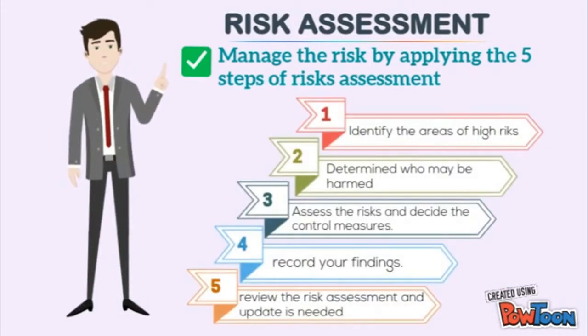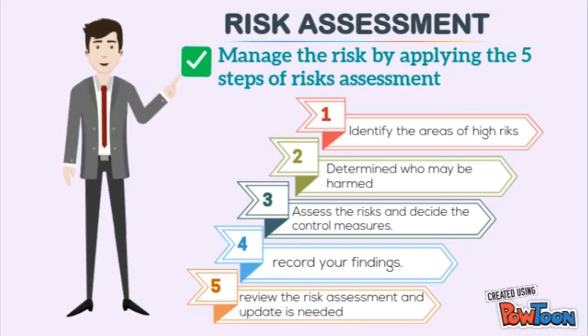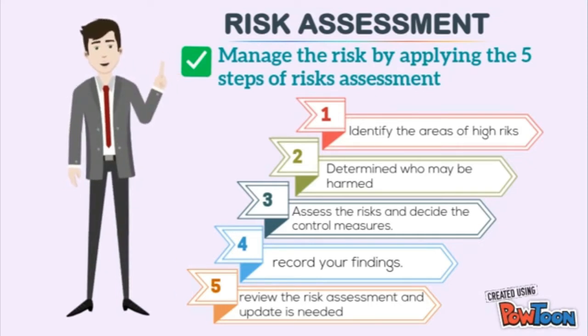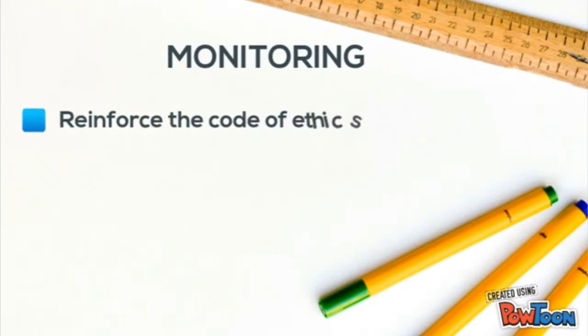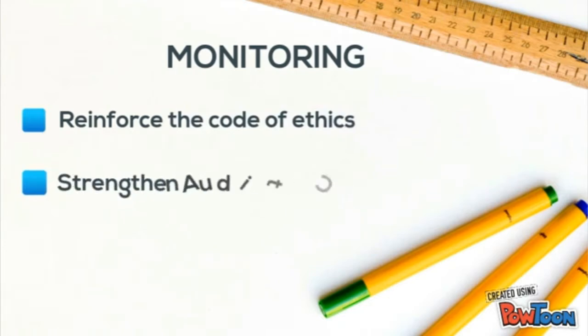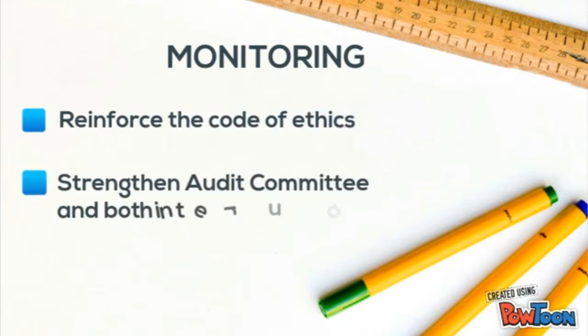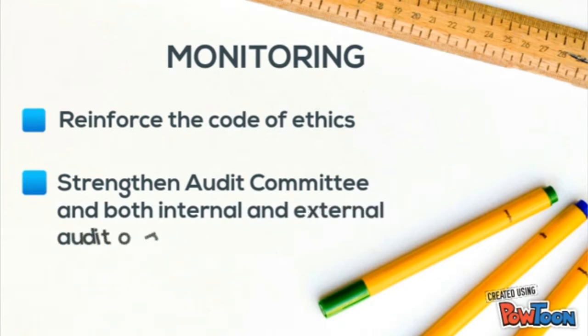The possible solution for risk assessment is to manage the risk by applying the 5 steps of risk assessment. Firstly, identify the areas of high risk. Secondly, determine who may be harmed. Thirdly, assess the risk and decide control measures. Fourth, record your findings. And the last one is to review the risk assessment and update if needed. The last one is the possible solution for monitoring, which is to reinforce the code of ethics and strengthen the audit committee and both auditors, internal and external.